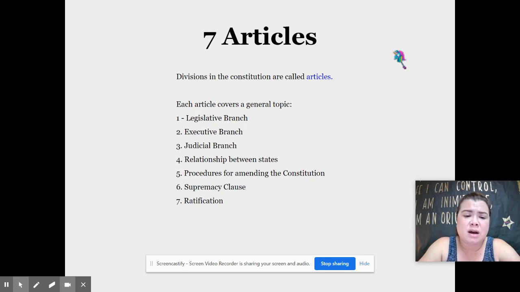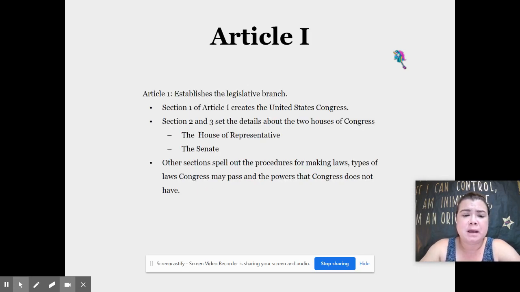Now, the fourth article is the relationship between states, between each other, as well as between states and the federal government. Fifth article is procedures for amending the Constitution, how to make changes. The sixth article deals with the supremacy clause, which you will see is also a vocabulary term, and we'll get into that in a later slide. And 7, ratification, how to make everything pass into law.